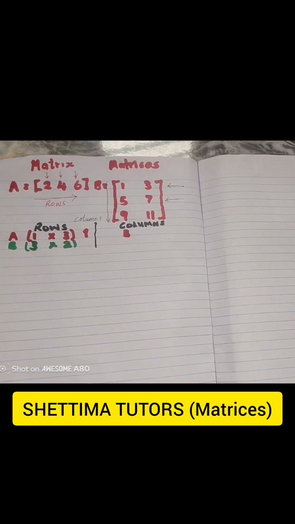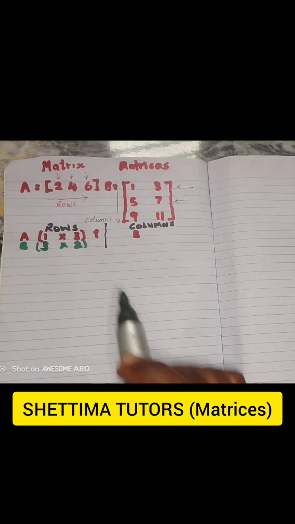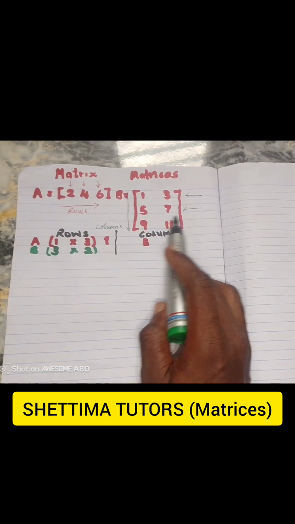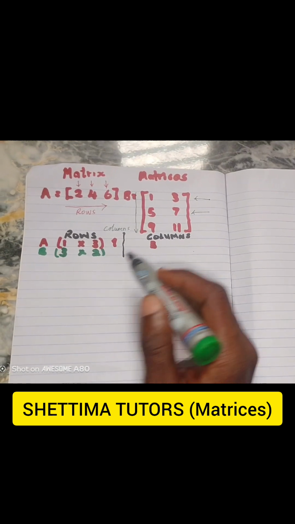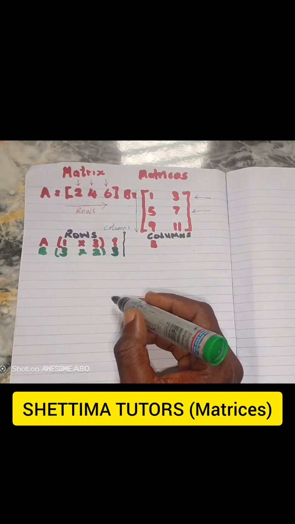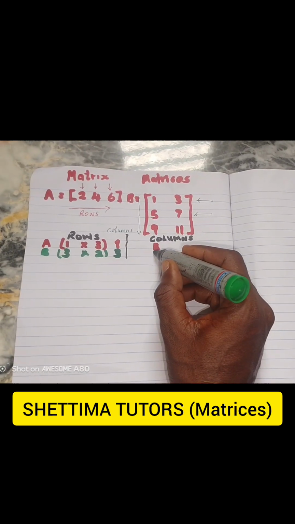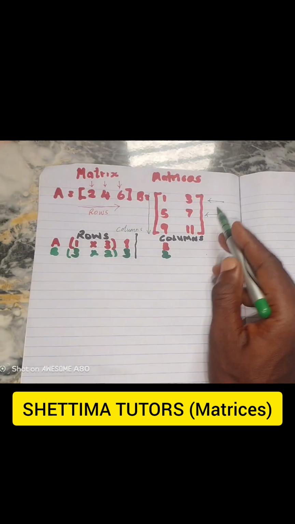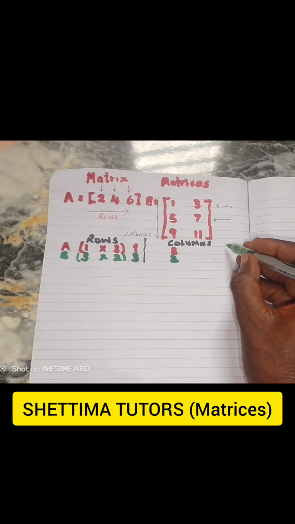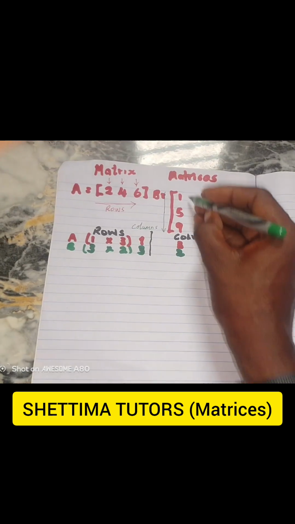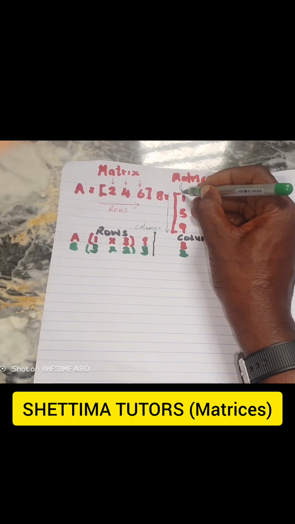B is a 3 by 2 matrix. 3, and 1, 2. That means that it has 3 rows and 2 columns. You can see it: 1 row, 2 rows, 3 rows, and 2 columns, 1, 2.